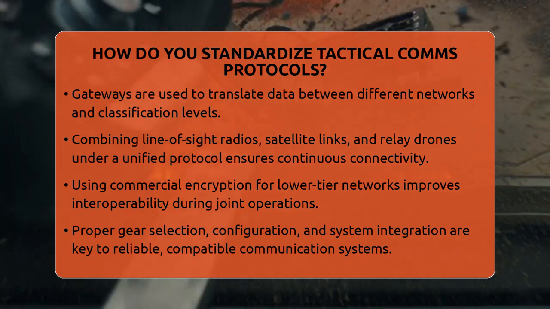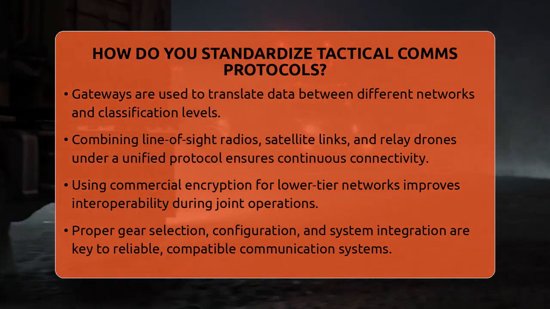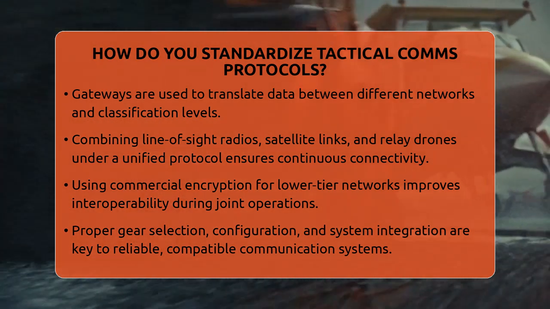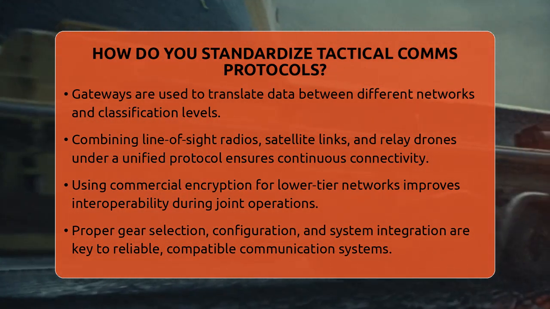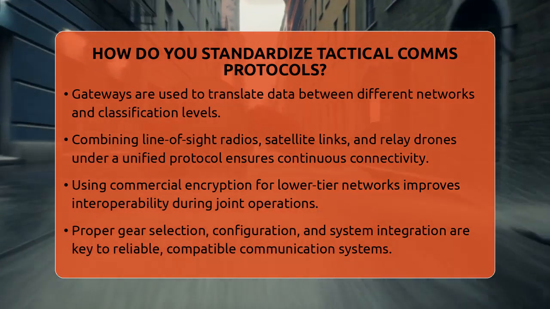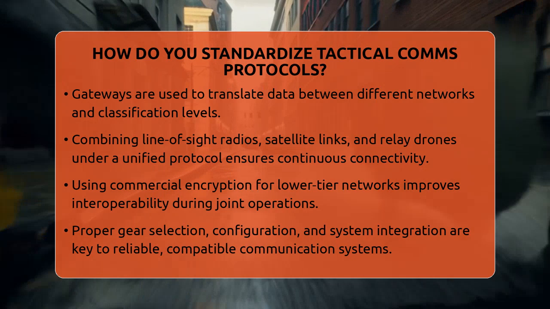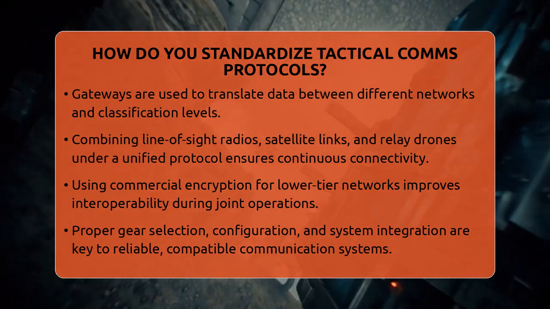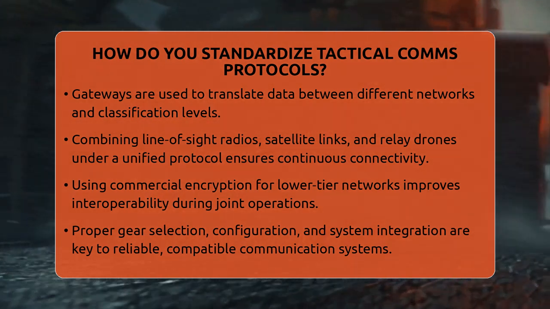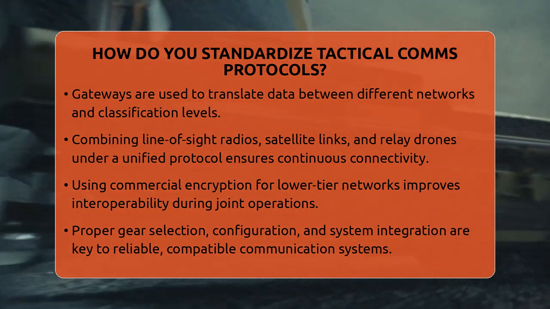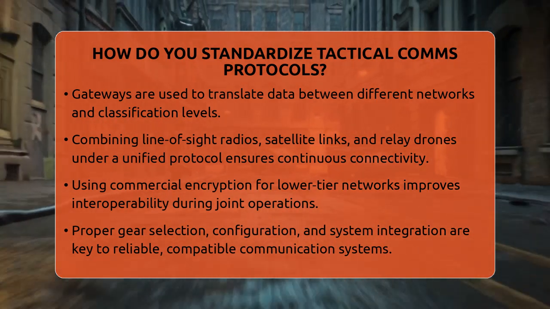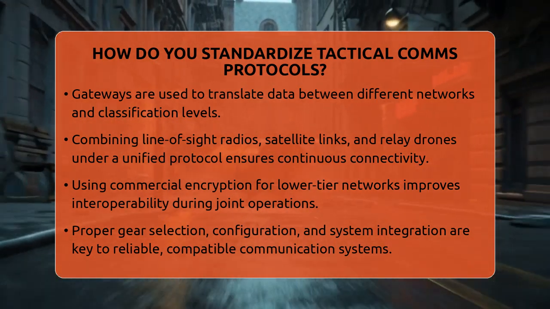In practical terms, this means using standardized radio procedures and clear, brief communication words. You can also use gateways that translate data between different networks and classification levels. Combining line-of-sight radios with satellite links and relay drones under a unified protocol helps keep everyone connected. Using commercial encryption standards for lower-tier networks helps with interoperability during joint or coalition missions.